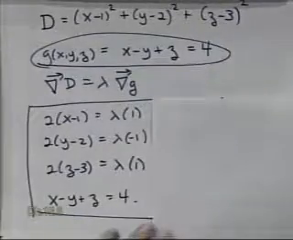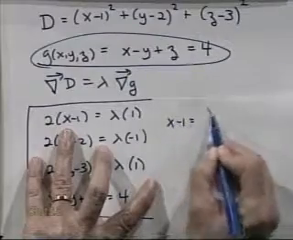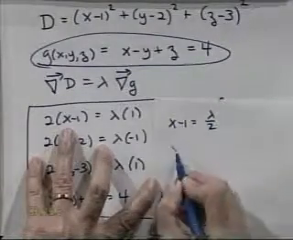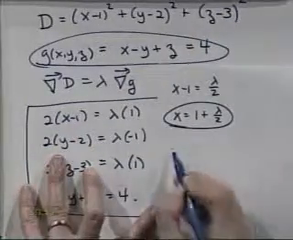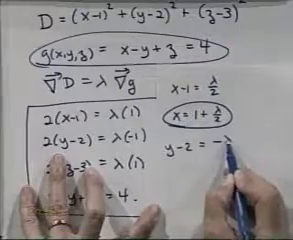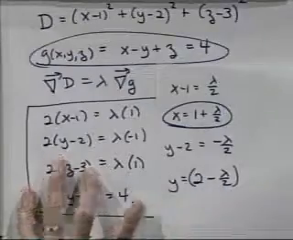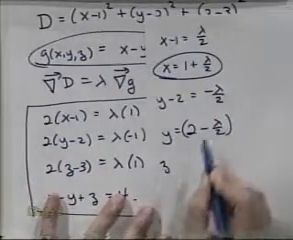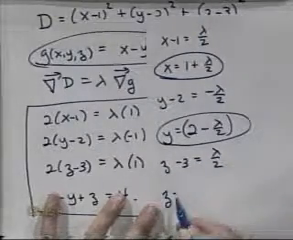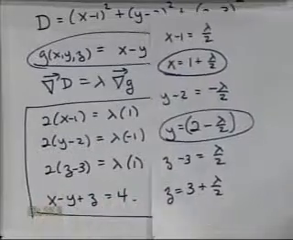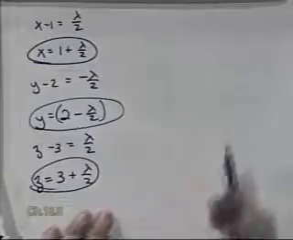So for the top guy, if I divide by 2 on both sides, I have x minus 1 equals lambda over 2, or x equals 1 plus lambda over 2. For this guy, if I divide by 2, I have y minus 2 equals minus lambda over 2, and add a 2 on both sides, y equals 2 minus lambda over 2. And the third guy, z minus 3 equals lambda over 2, or z equals 3 plus lambda over 2. And I'm going to take each of those and plug them into the equation.